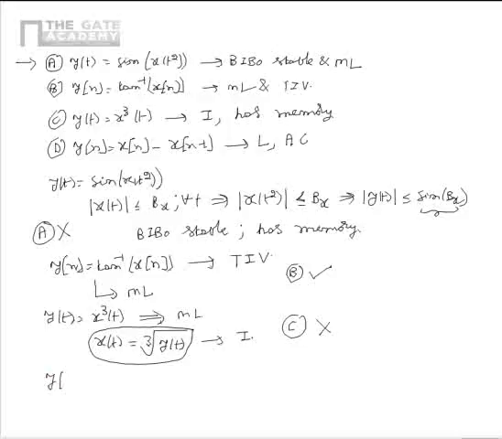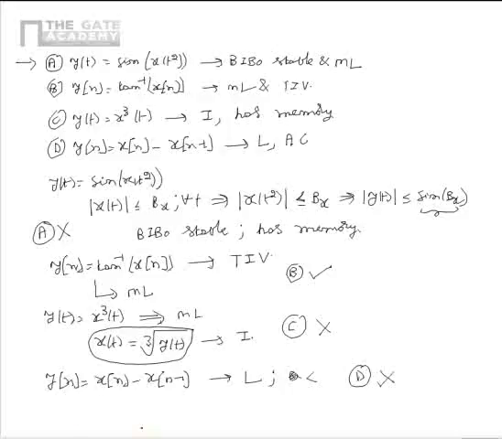Now, if we consider the system y of n is equal to x of n minus x of n minus 1, we see that here the system satisfies superposition principle, so it is linear. Also, the output at any instant depends on the input at that instant or the past inputs. So the system is causal. So from this we see that the option D is also not correct.